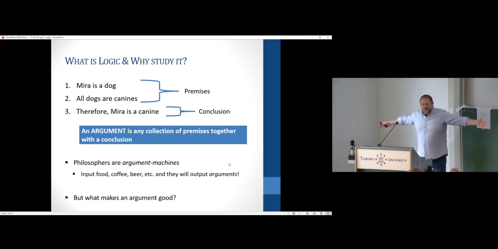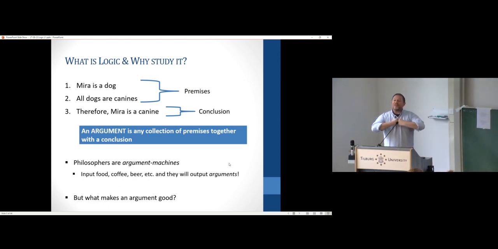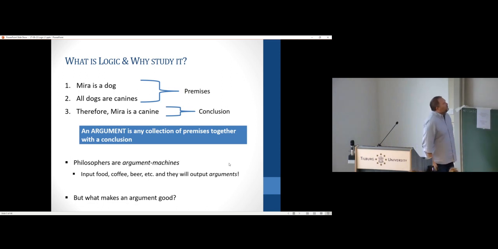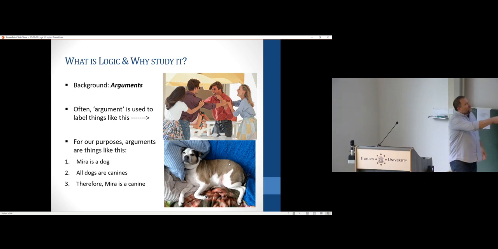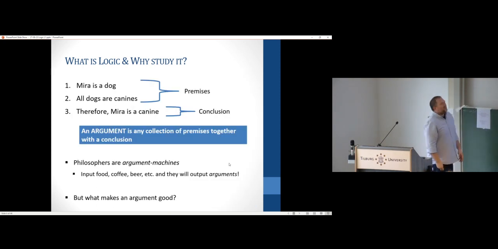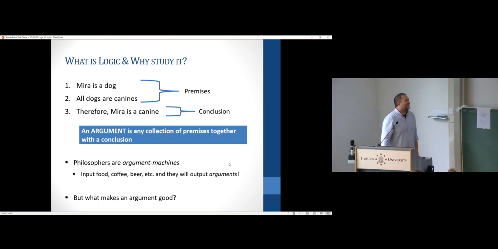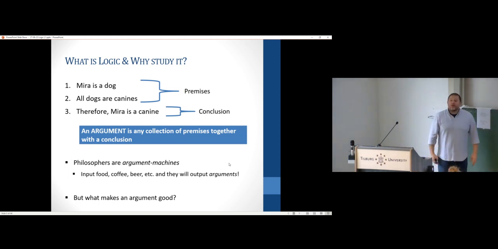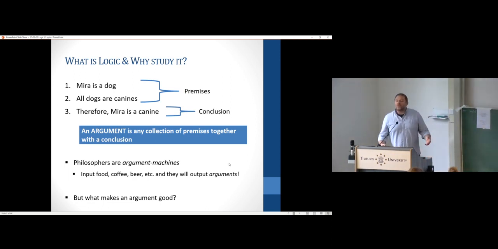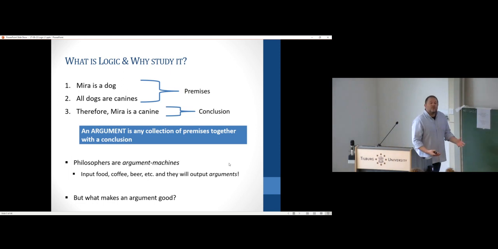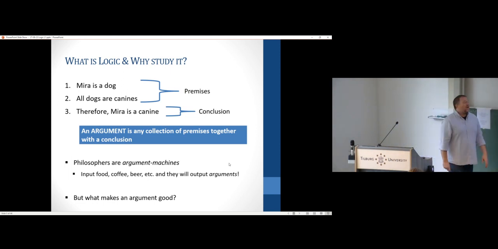And notably, philosophers, all of us, we are little argumentation machines, right? You input food, coffee, in my case, far too much beer, and you output arguments. Sometimes arguments like this, but preferably more like arguments like this. This is our bread and butter. We make arguments. But of course, not all arguments are created equal. Some are good and some are bad. And that's really where the fun is. Figuring out when the arguments are good and when they're bad.